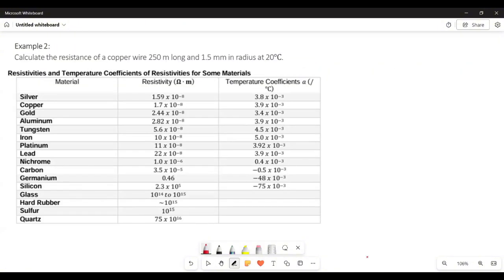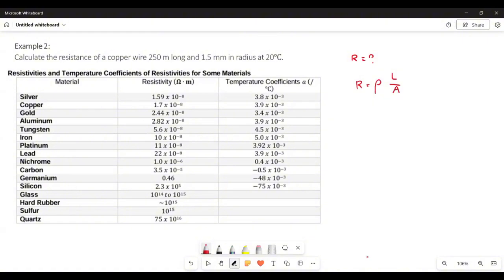So next example, we have here, calculate the resistance of a copper wire, 250 meters long and 1.5 millimeters in radius. Tapos binigyan tayo ng temperature na 20 degrees. Okay. So, ang pinapakompute is resistance o yung ating R. As you can see, meron tayong table wherein nakalagay ang resistivity and the temperature coefficient alpha ng kada material. So, ang gagawin natin, balikan natin yung formulas natin kanina. Meron tayo na introduce na formula na R is equal to rho L over A.